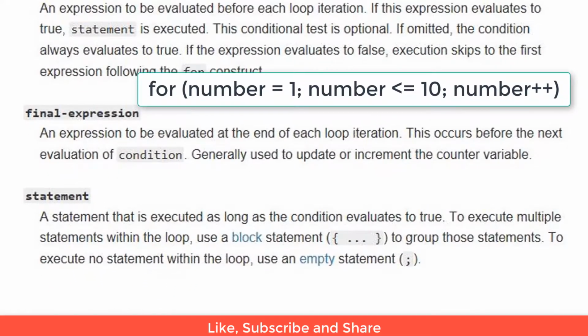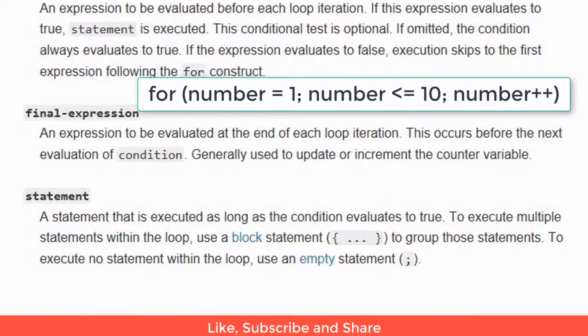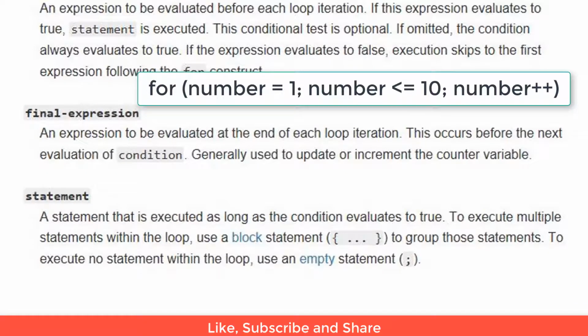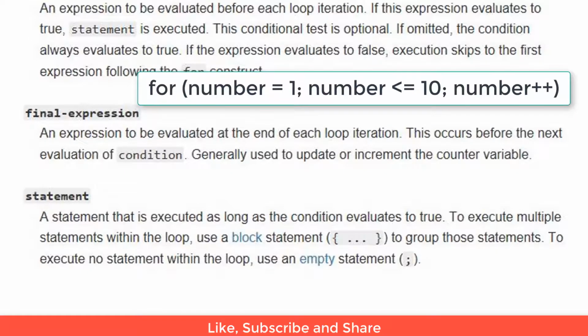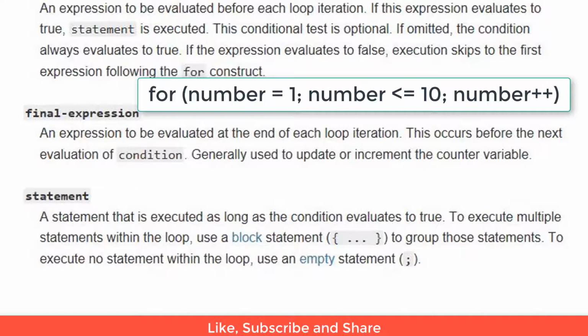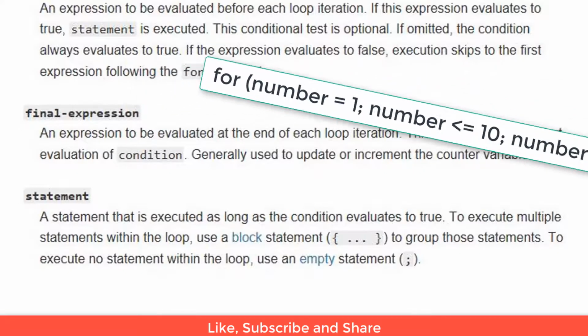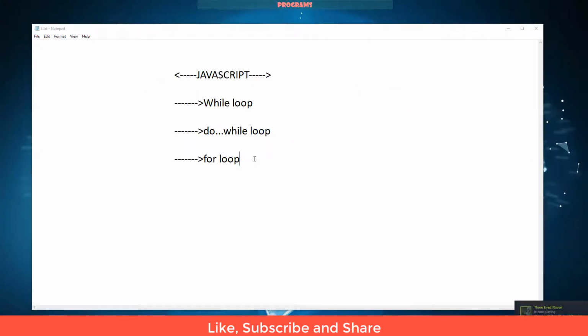And the third, as we know, is the increment or decrement statement. Here it increments the variable number each time the loop is executed. And the last is the body of the loop, inside which we will write the statements. It might be a simple statement, it might be a compound statement, which will execute every time, depending on the condition of the loop, if it is true. Now let us see an example of a for loop.